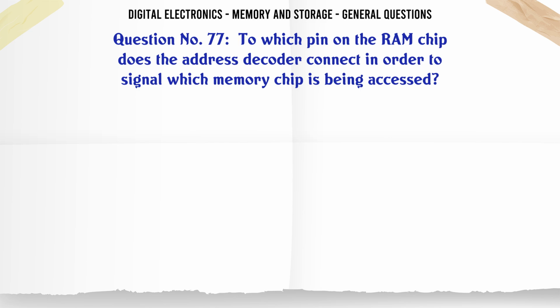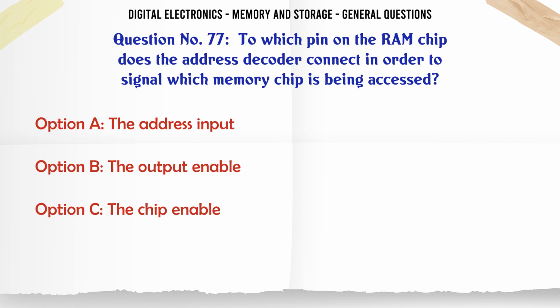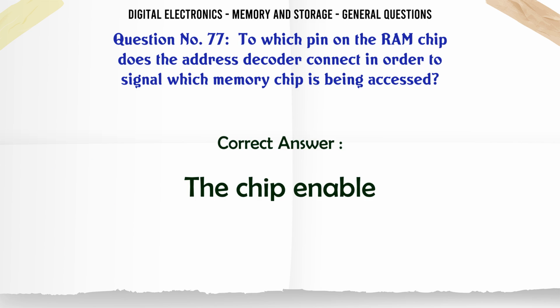To which pin on the RAM chip does the address decoder connect in order to signal which memory chip is being accessed? A. The address input. B. The output enable. C. The chip enable. D. The data input. The correct answer is the chip enable.